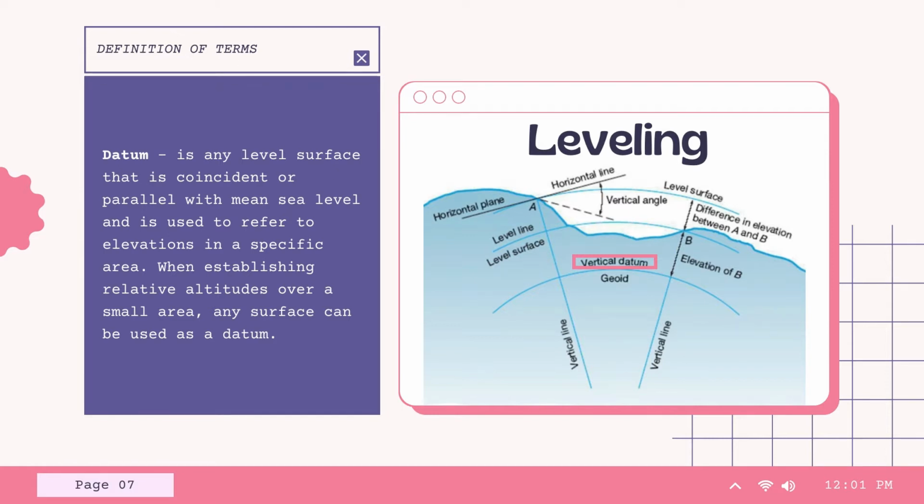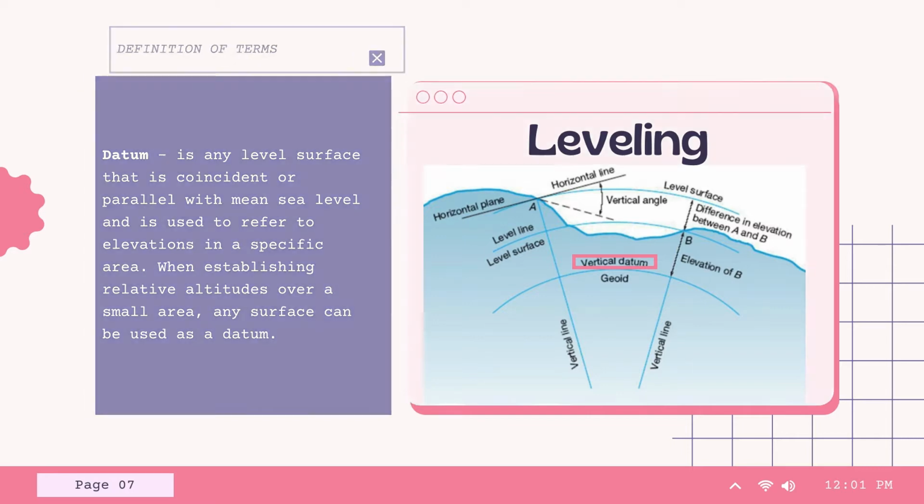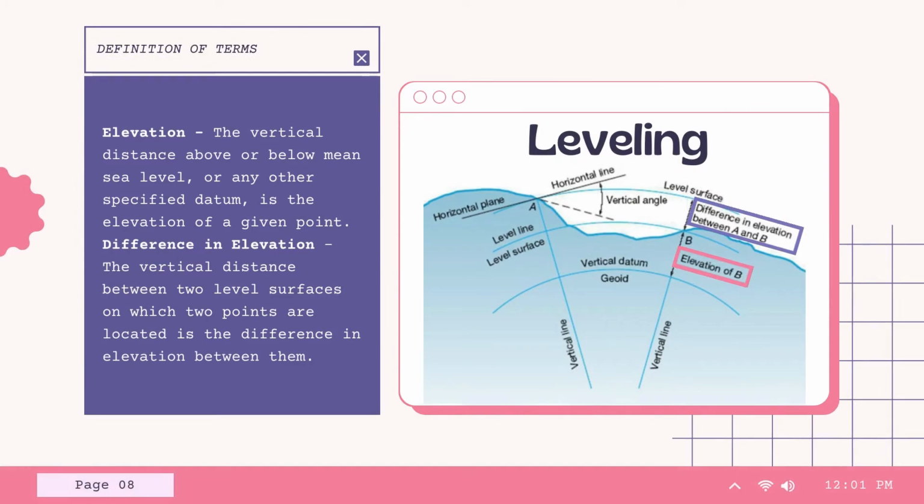When establishing relative altitudes over a small area, any surface can be used as a datum. So the elevation of a given point is the vertical distance above or below mean sea level, or any other specified datum. And lastly, we have the difference in elevation. It is the vertical distance between two level surfaces on which two points are located.